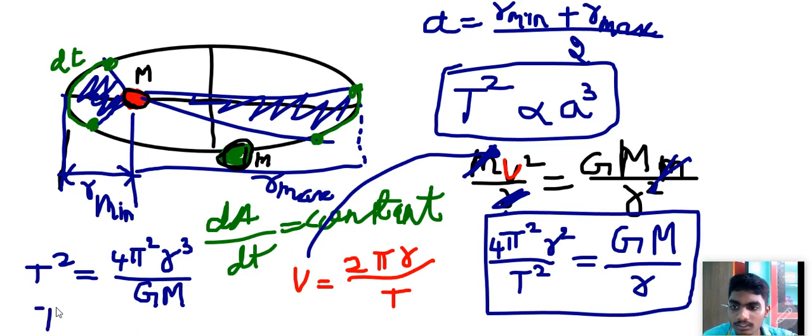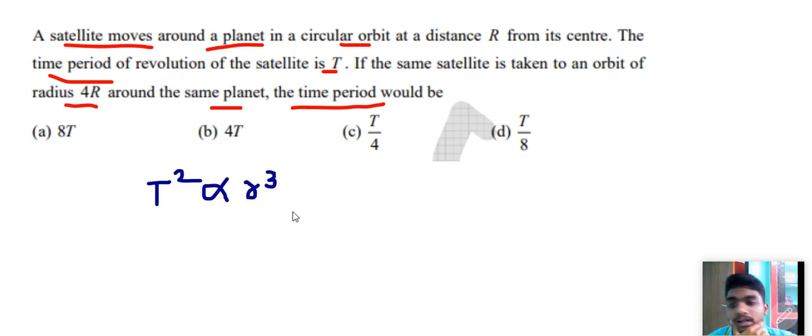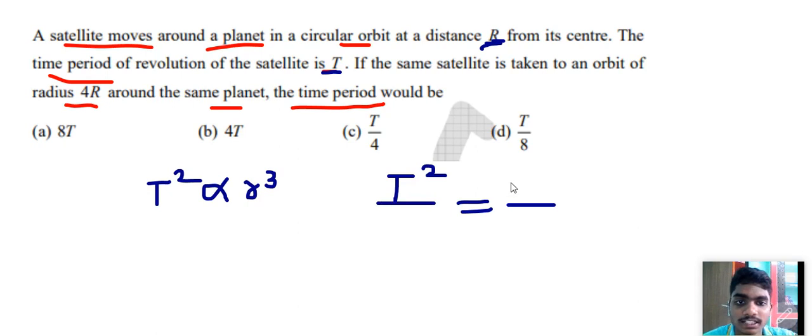So t square is directly proportional to the cube of the radius. This is the third law which is going to be useful for us right now. t is the time period. So t square is directly proportional to r cube, according to Kepler's third law. In the first condition, the distance is going to be r and the time period is t, so t square is equal to r cube.